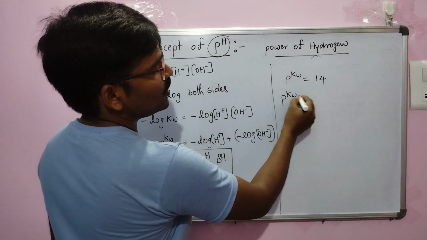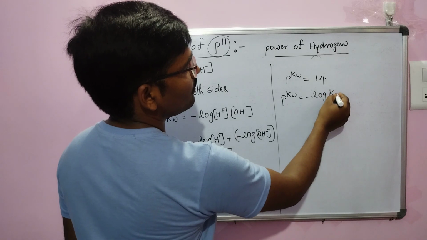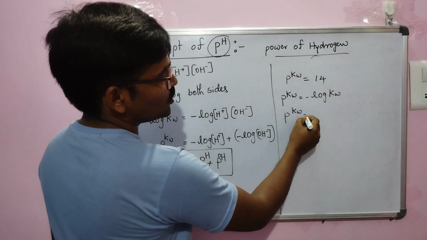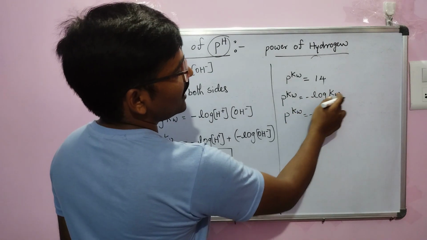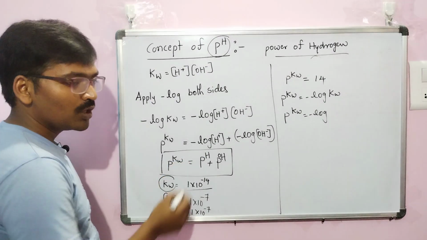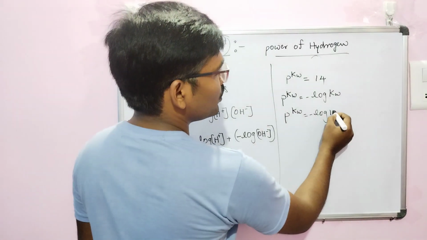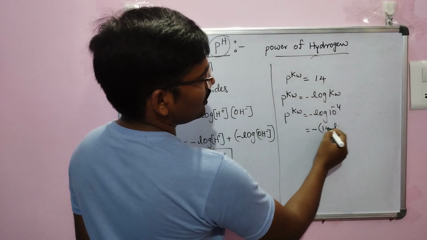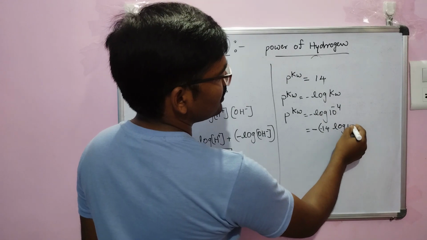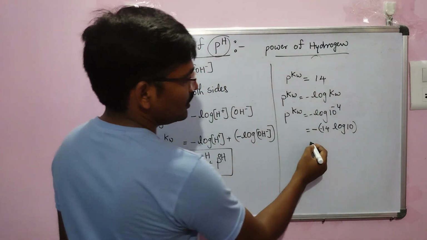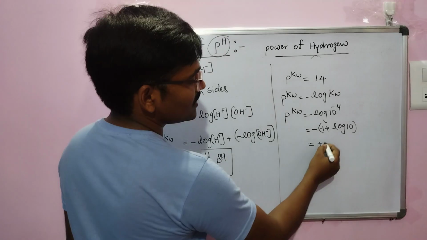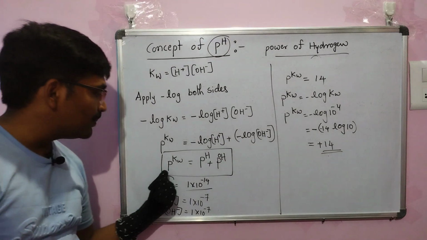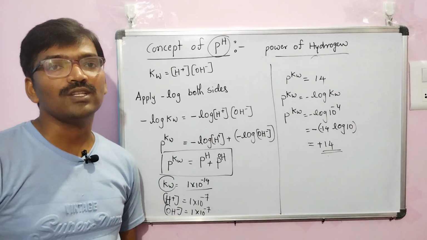So pKw equals minus log Kw. The Kw value is 1 into 10 to the power of minus 14, nothing but 10 to the power of minus 14. So minus of minus 14 into log 10, and the log 10 value is 1. So minus into minus is plus, so we get plus 14. That is why here pKw equals pH plus pOH.